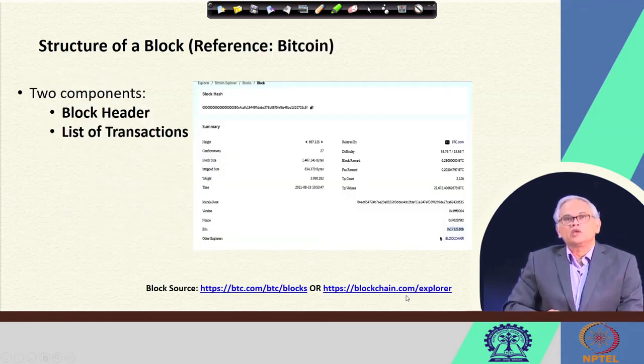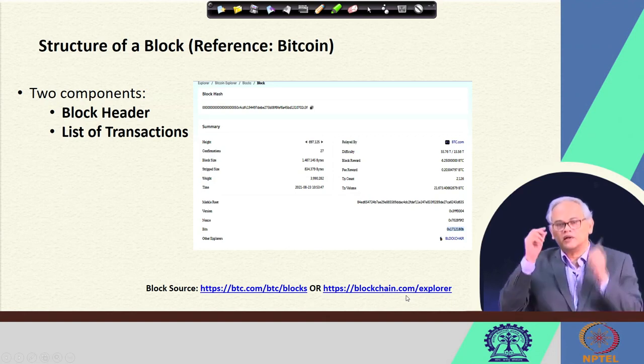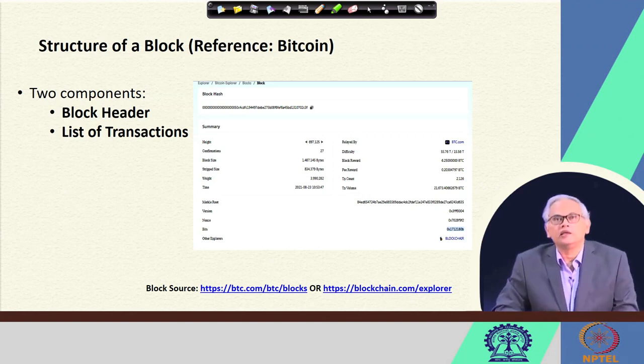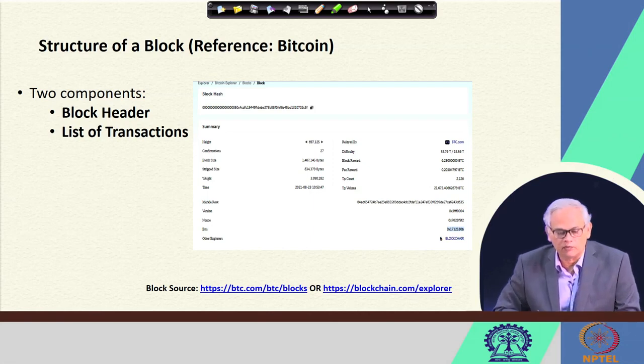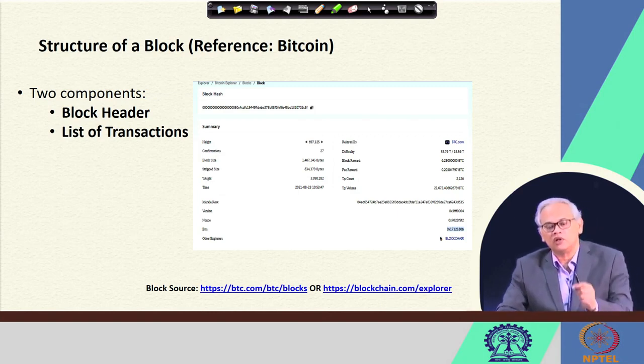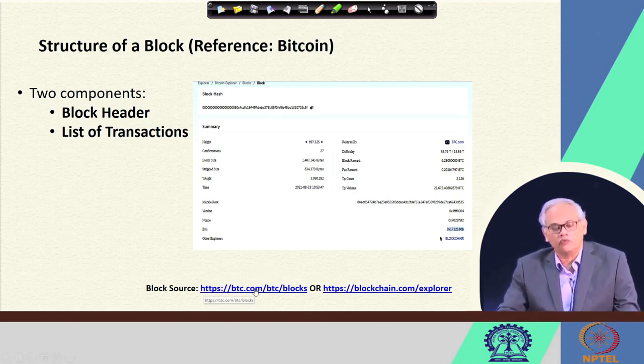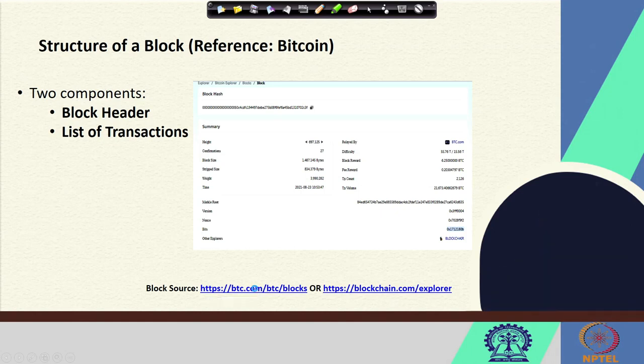Okay. So, as I mentioned, there are two components, one is the block header and the other is the list of transactions, and here we have given an example of the block header. Of course, you might not be able to see it clearly, and that is intentional, because you do not really need to see it here. What we will do is go to the different websites where we have all these blocks. So, let us go to the first one, which is the btc.com website.